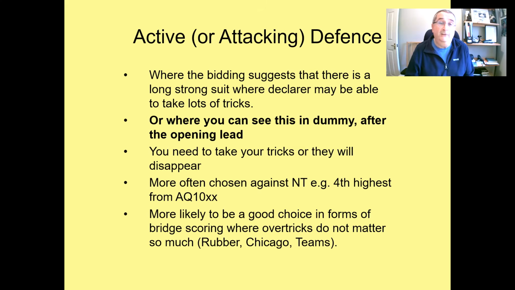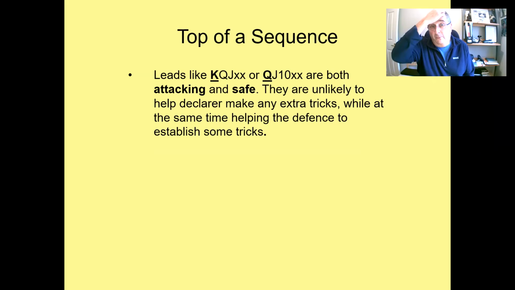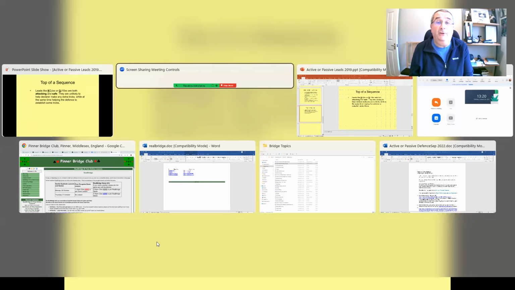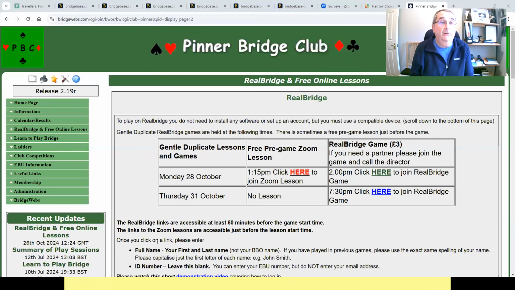And I hope this will make more sense with some examples in a moment. Just before we switch to that, I just want to point out that leads like top of a sequence from King, Queen, Jack, or Queen, Jack, 10 are both attacking and safe. That is to say, they're unlikely to give declarer any extra tricks, while at the same time helping you as a defense to establish extra tricks. So these are always attractive leads in all situations, top of a sequence. Much more attractive than leading fourth highest, for example. Anyway, let's switch to some hands to look at.